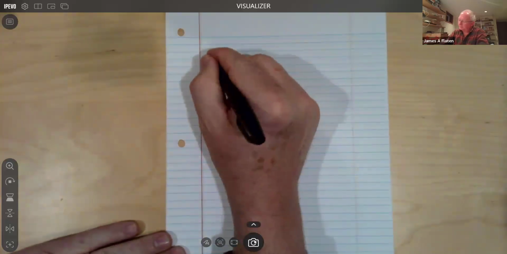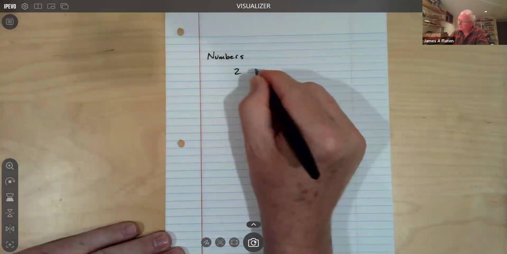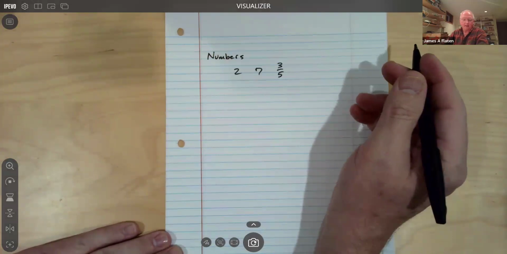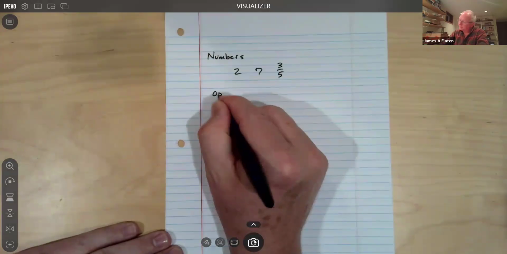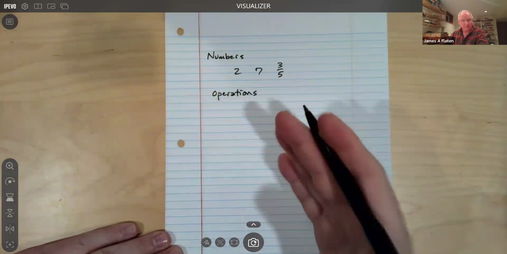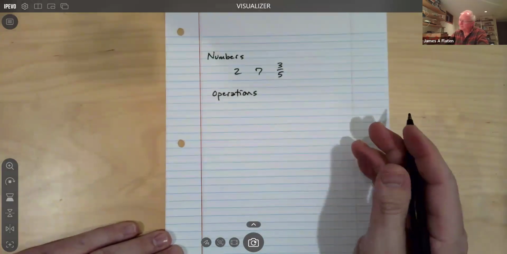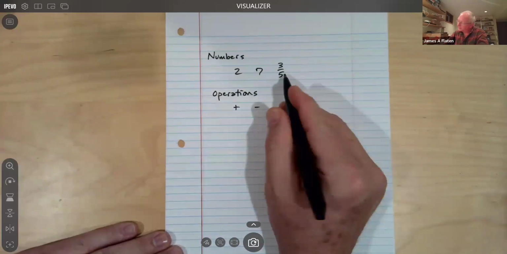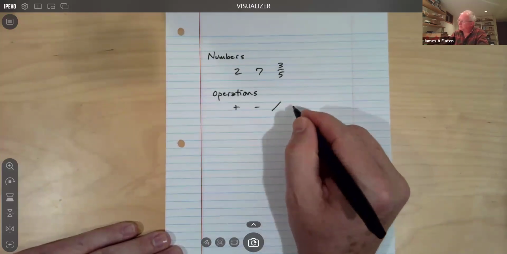Of course, let's start with numbers. So numbers like 2 or 7 or 3/5, okay? And then operators, operations that you might do on these numbers. And eventually you'll do operations on variables and constants and values as well. So operations could be, for instance, addition or subtraction, or, well, there's an operation right there. That would be a division operation, or multiplication.